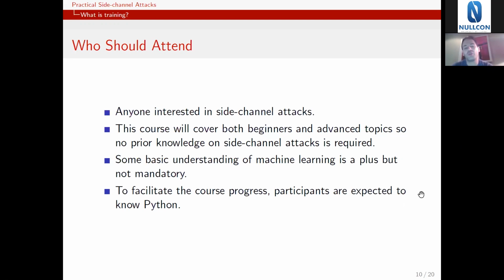And of course, to facilitate the course progress, participants are expected to know Python, because with Python we will do machine learning. But in general, participants are expected to know how to program in at least one programming language, since during the course we will also implement some of the attacks, so there will be some coding. If a participant does not know anything about programming, then that could be difficult to follow.